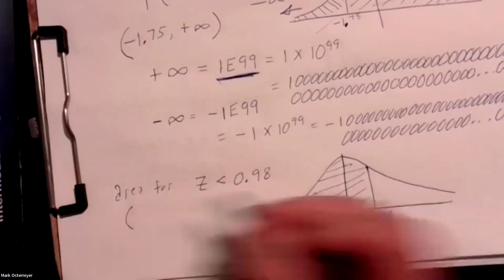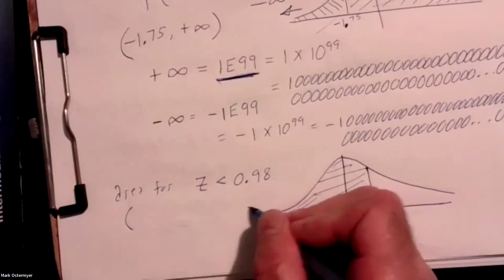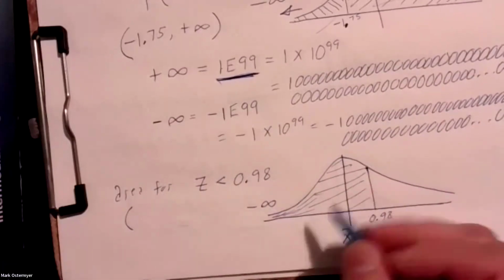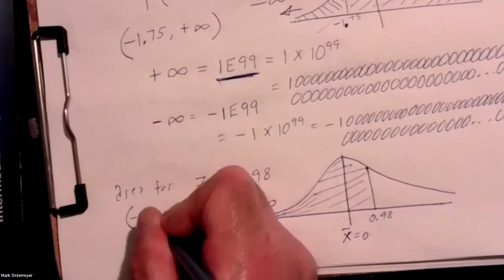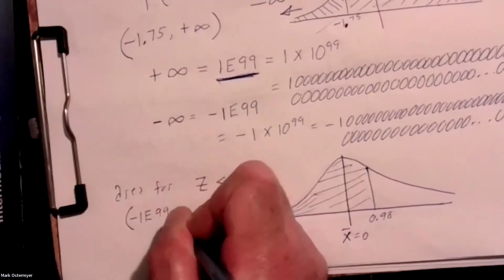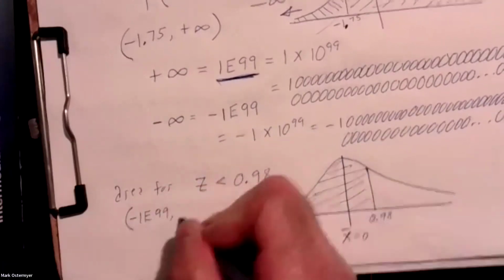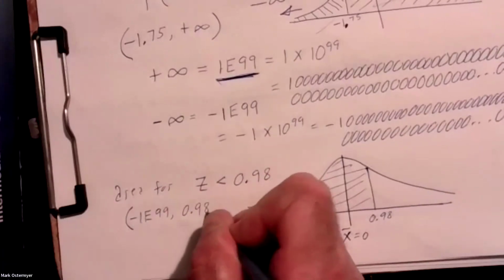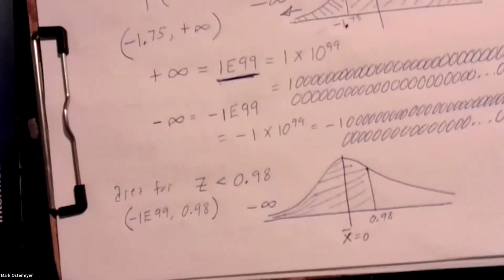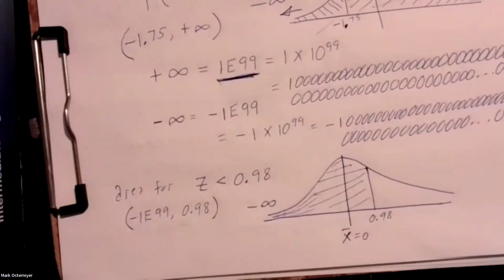Therefore, what's my interval? What's my left endpoint of this interval? The left endpoint is negative infinity, which is negative 1e99. The upper endpoint of this interval is 0.98. Let's take this to our normal calculator now.